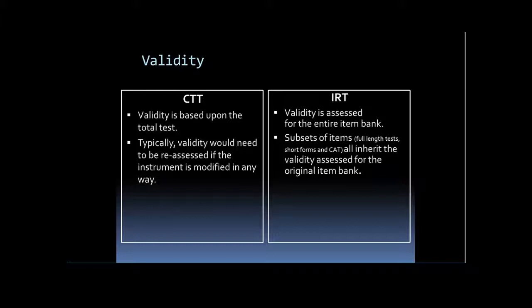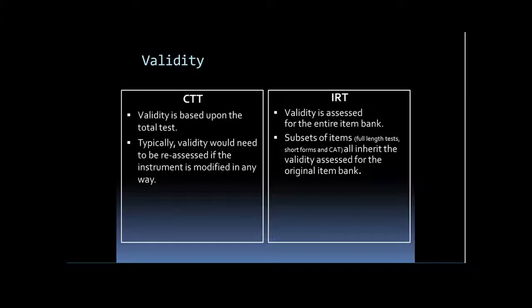Validity. Is it valid? Is it measuring what it's supposed to be measuring? A typical way we measure validity is measuring against the previous gold standard, but tests don't necessarily measure what they say they are. So in classical test theory, validity is based upon the total test. If you give only part of the test, you have to revalidate it with a new sample, or you have to reassess it. In item response theory, validity is assessed for each and every item.